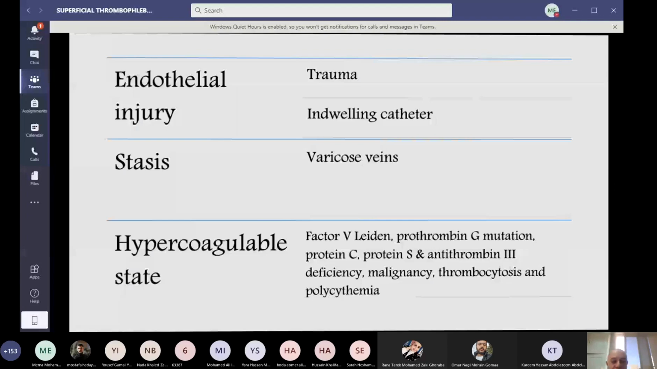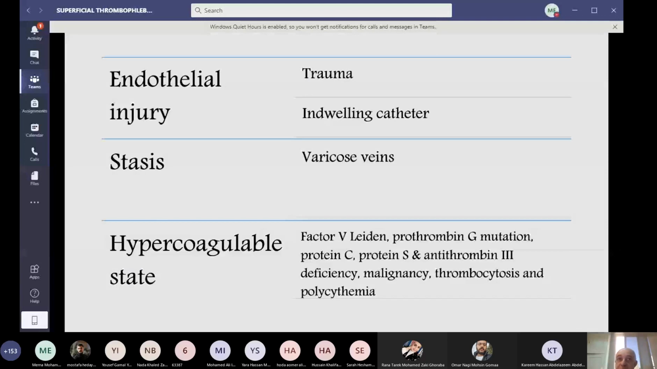What are the examples of this endothelial injury? We have trauma. This could happen if the patient receives a kick in the lower limb during a football match. This can lead to formation of thrombophlebitis, or putting an indwelling catheter inside the vein, like in the upper limb cephalic vein. Stasis, the example of this stasis is the varicose veins, as we stated before.